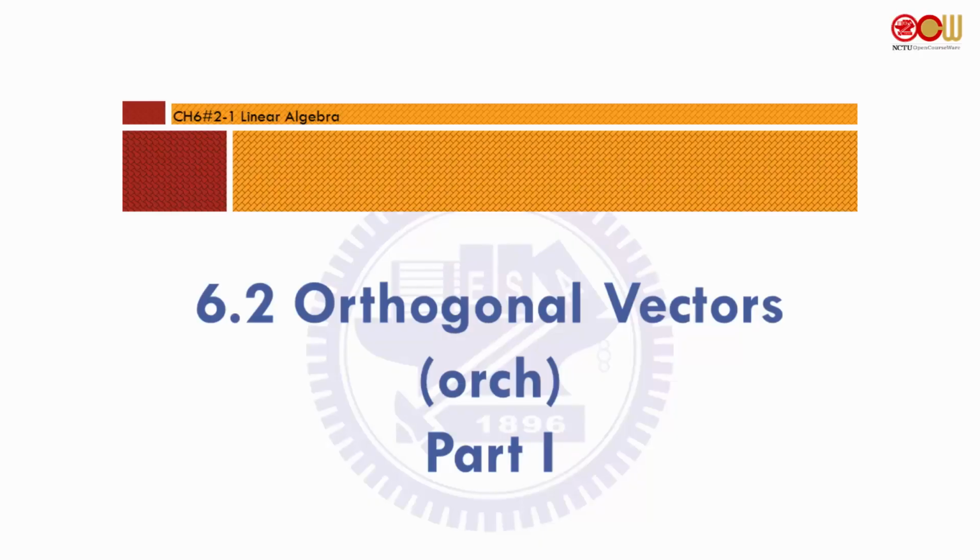In 6.2, we will be looking at orthogonal vectors. We have defined two vectors that are orthogonal. And now we are going to talk about a set that is orthogonal. We will use the word orthogonal quite often, so we will use the abbreviation orth.